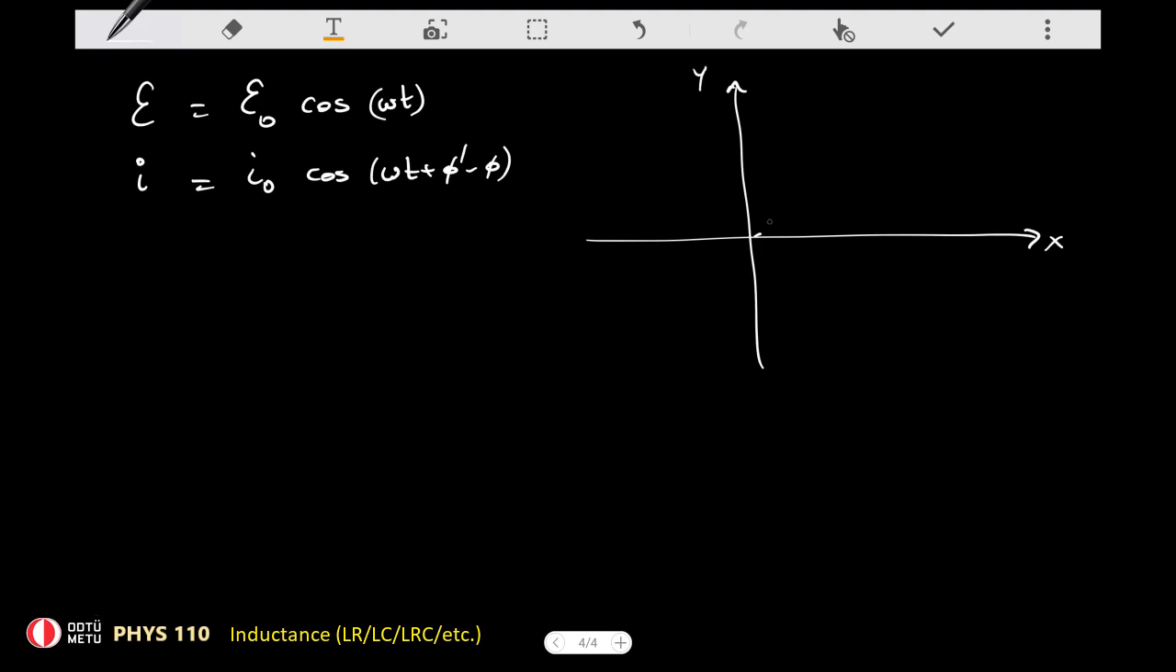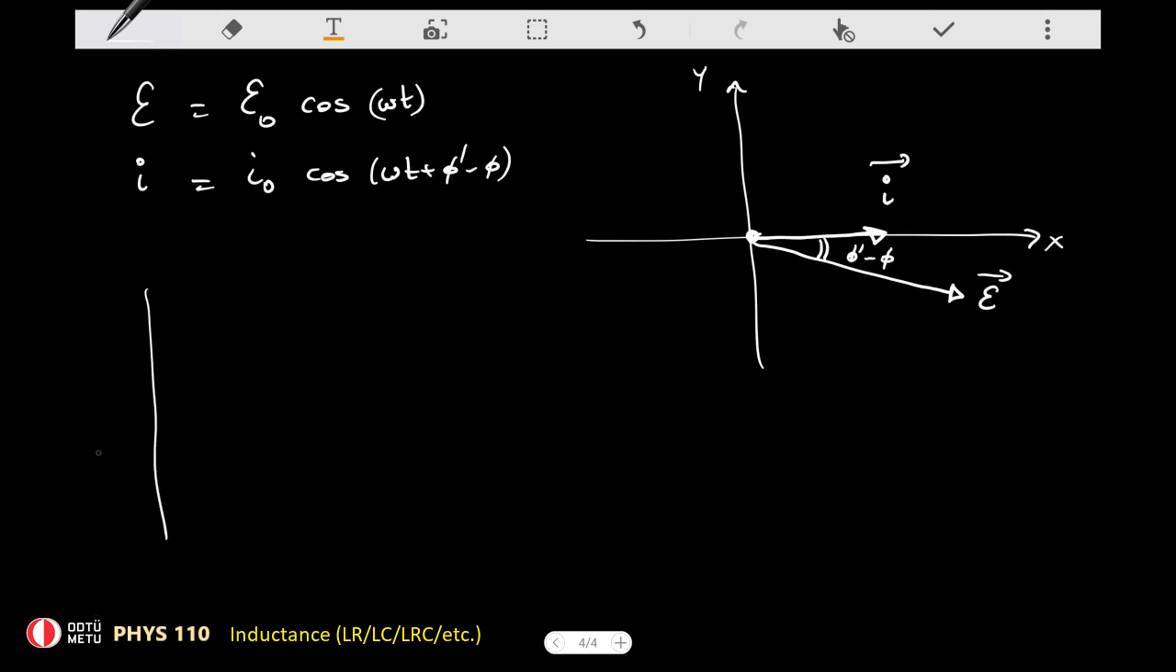Right. So as a result, I'm just going to think about the situation where, for example, the current becomes maximum. That means there is a moment in time where the current vector is aligned parallel to the x-axis. At this point, the EMF would be pointing like that. And again, the phase difference, the angle difference between them is phi prime minus phi.